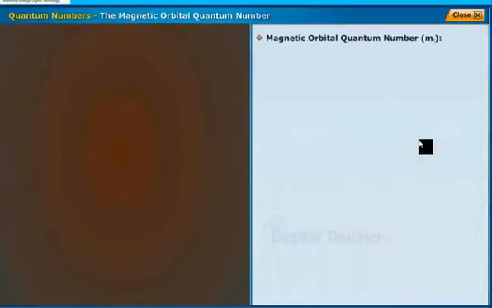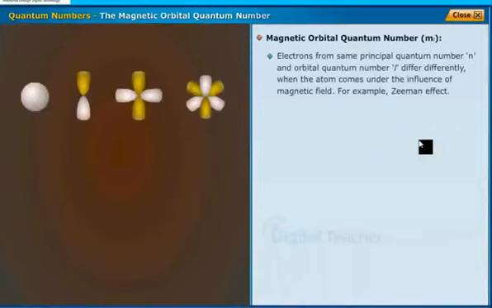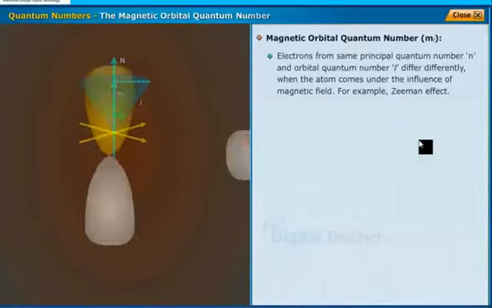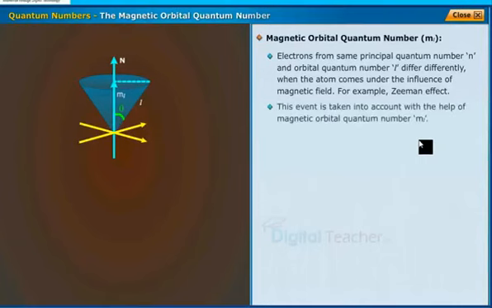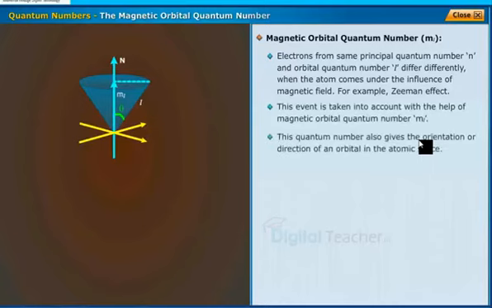Magnetic orbital quantum number. Electrons with the same principal quantum number n and orbital quantum number l behave differently when the atom comes under the influence of a magnetic field. For example, the Zeeman effect. This event is taken into account with the help of the magnetic orbital quantum number ml. This quantum number also gives the orientation or direction of an orbital in atomic space.